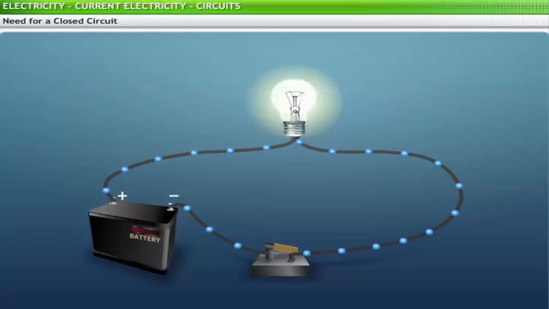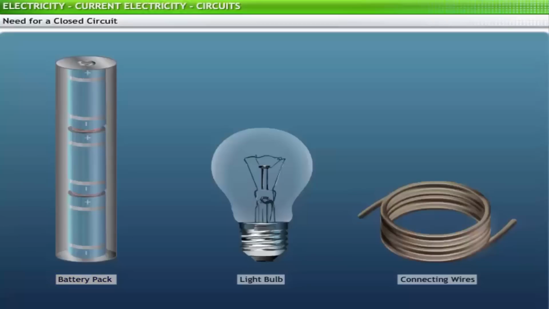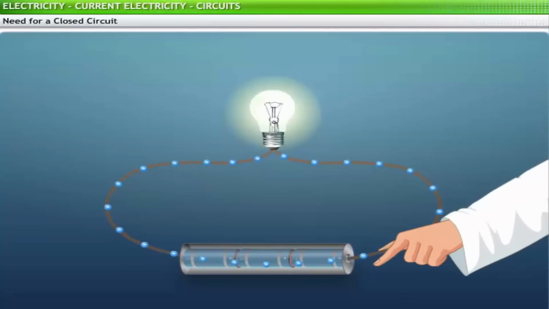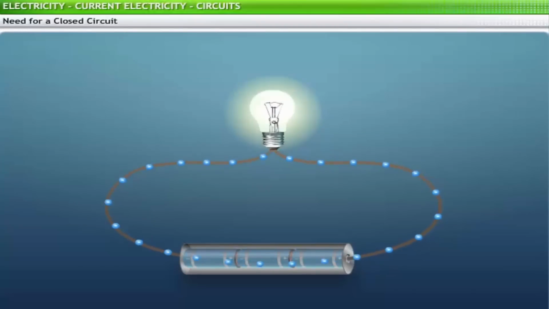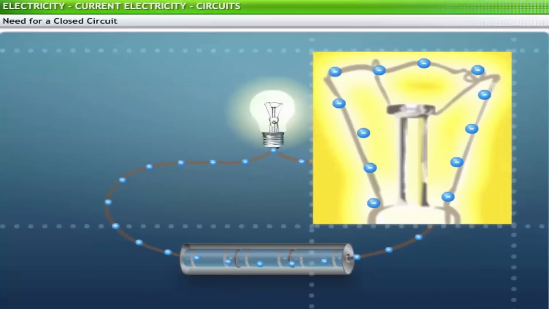The necessity for a complete loop in a circuit can be demonstrated through an example. If you take a battery pack, that is, a collection of cells, a light bulb and some connecting wires, and make a circuit, the bulb lights up. However, when you disconnect the wires, the bulb does not light up. The fact that the bulb lights up and remains lit when the wires are connected is evidence that charge is flowing through the bulb's filament and that an electric current has been established.